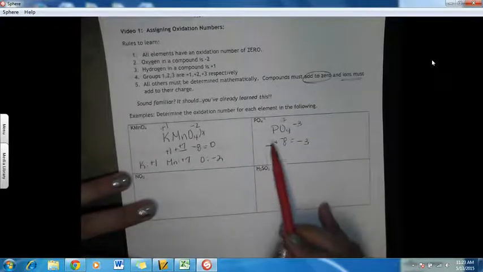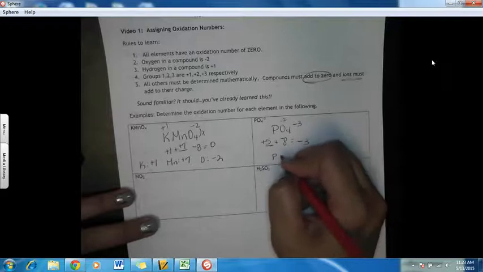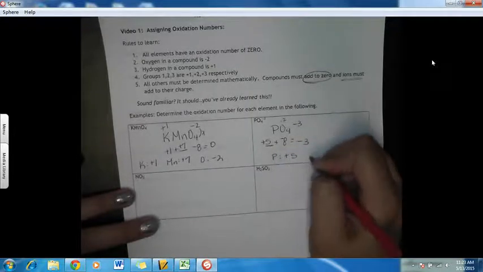Alright, now let's do the next one, PO4 with a -3 charge. So PO4 has a -3 charge, so all of them together have to add to -3. Again, our oxygen's going to be a -2. Since there's 4 of them, all together they make -8. So we add that to something for phosphorus. What plus -8 equals -3? Right, so phosphorus is a +5. So again, the oxidation number of phosphorus is +5. Oxygen is -2.